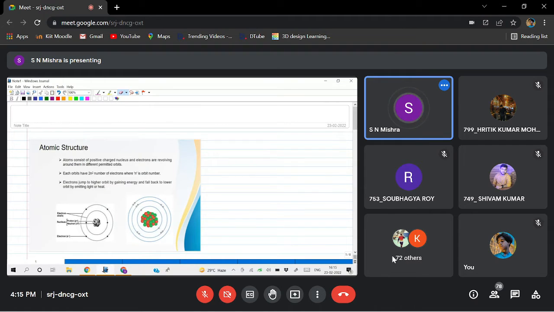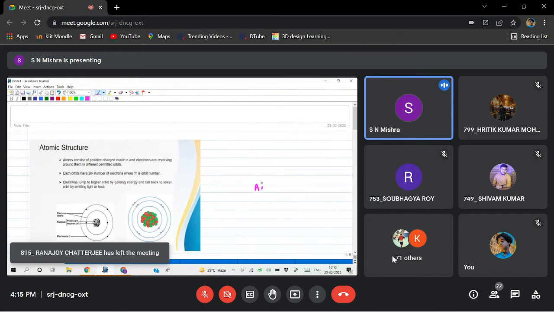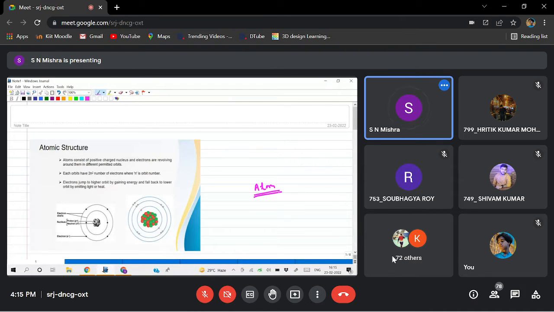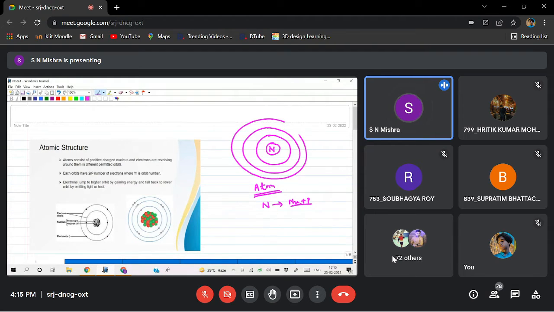So if you take any atom, what is present inside that? Nucleus, and inside that nucleus, neutron and proton. Neutrons are neutral and protons are positive charges. So at the center, that is present as nucleus, and around that, in elliptical orbits, a lot of orbits are there, in which the electrons are revolving, and these electrons have negative charge.